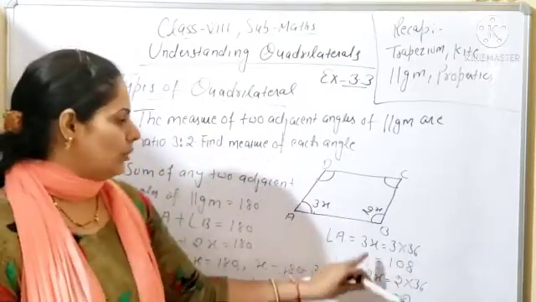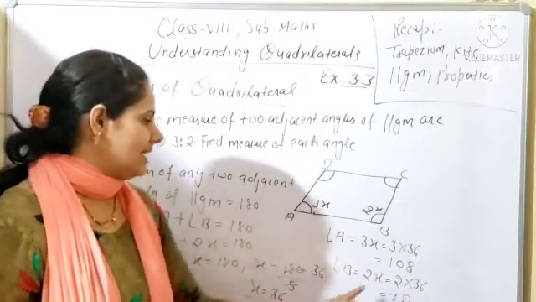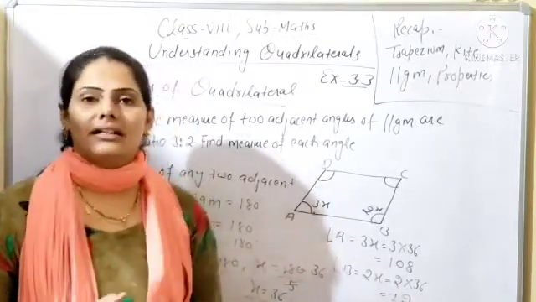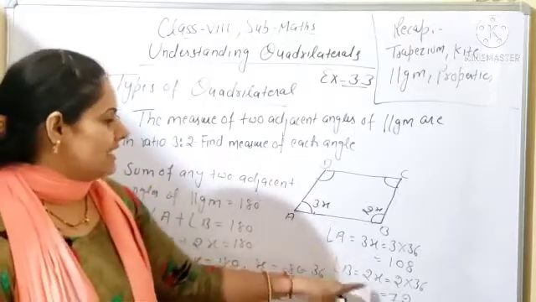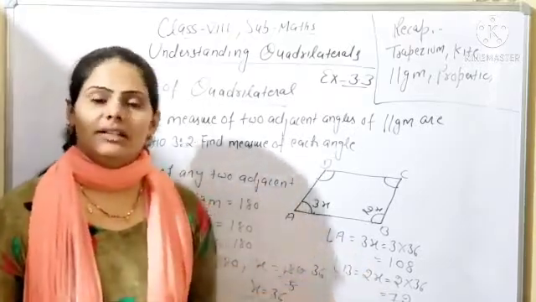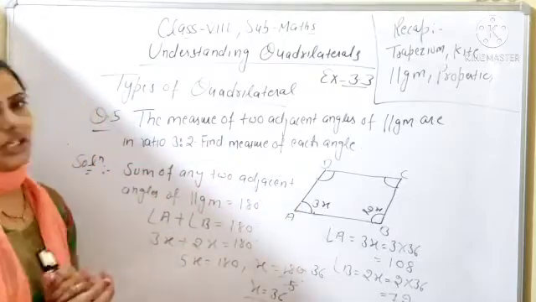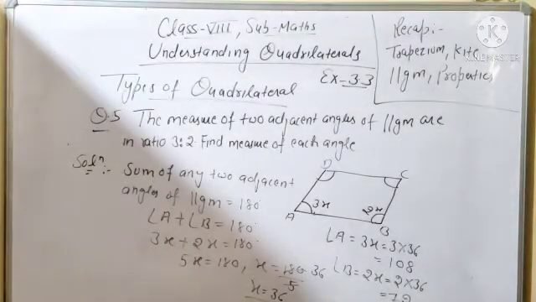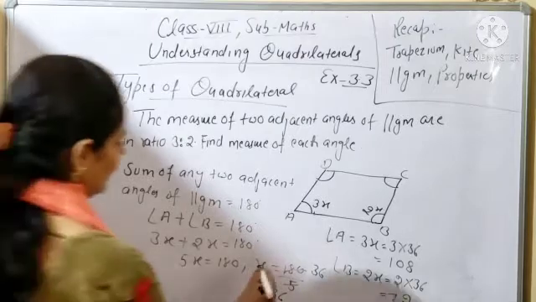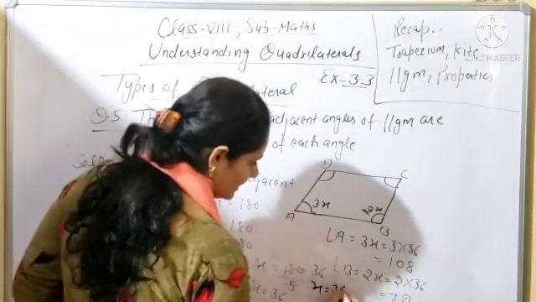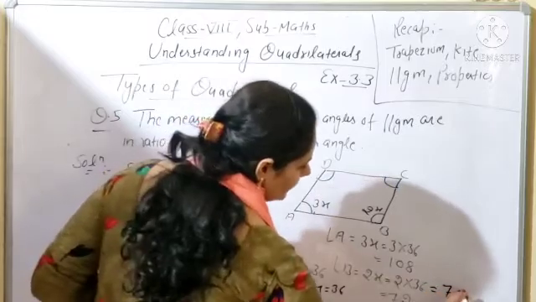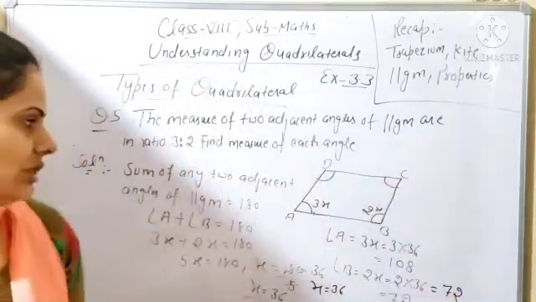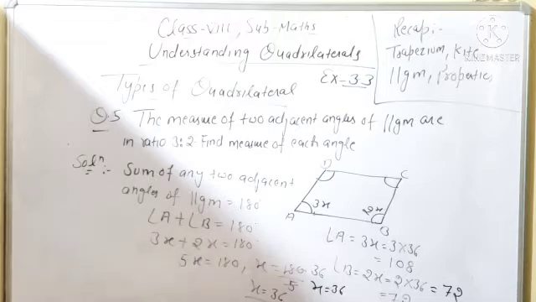Same, angle B is equal to 2x. So 2 into x. Put the value of x. x is 36. So 2 into 36. You will get the answer 72. Now these are the adjacent angles. A is 108 and B is 72. Clear all of you? So this is question number 5. If it is not visible, I am writing here. x you are getting here 36, and B it will be equal to 72. Clear? Angle A is 108 and angle B is 72 and x is equal to 36. Clear?